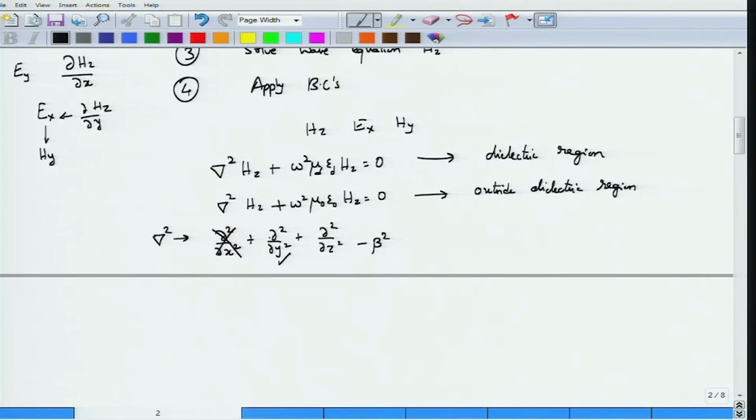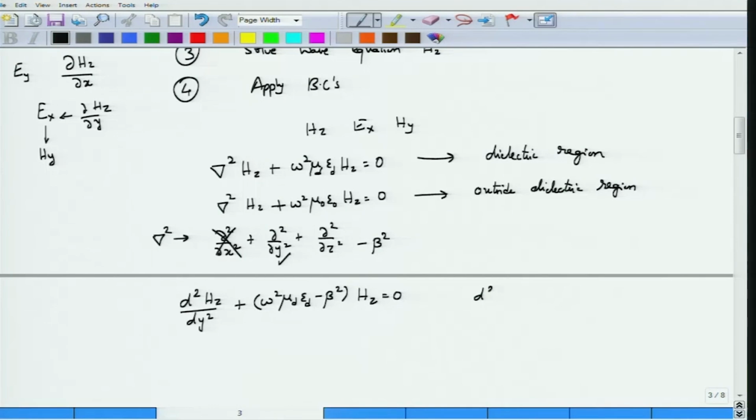And because there is only one dependence on y, I can change the partial derivative del by del y into the total derivative d by dy. I have d square Hz by dy square plus omega square mu d epsilon d minus beta square into Hz equal to 0. This is for the dielectric region. The same equation will be d square Hz by dy square plus omega square mu 0 epsilon 0 minus beta square times Hz is equal to 0. In these equations Hz is a function of y.